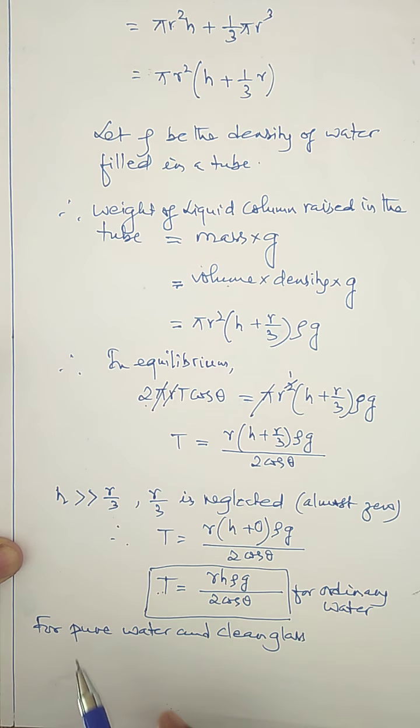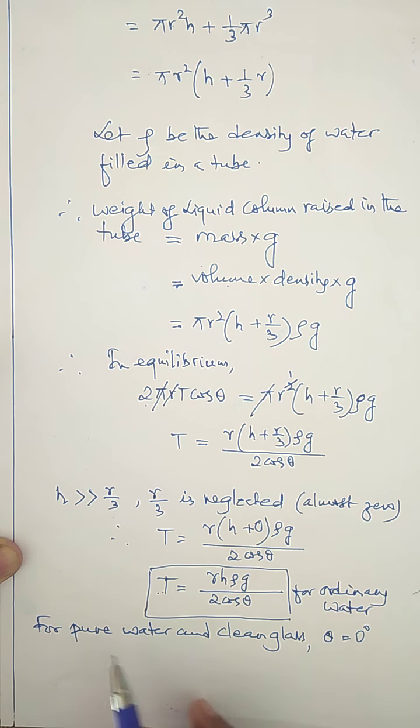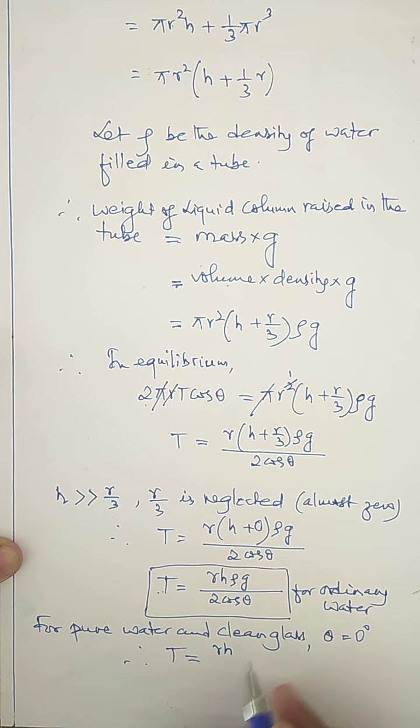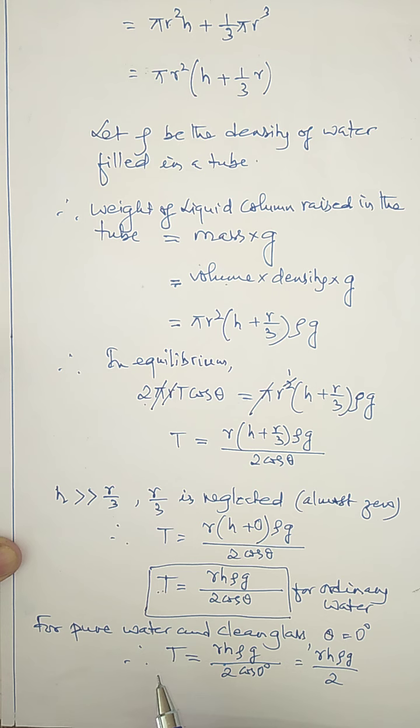But if I consider pure water and a clean glass tube, in that case θ is considered to be how much? 0 degree. Yes, the angle of contact for pure water and clean glass is 0 degree. So if this is 0 degree, then what is the surface tension? T is given by r h ρ g by 2 cos 0 degree. And you know cos 0 degree value is 1. So it will be r h ρ g by what? 2. So children, you can see that the surface tension of pure water and clean glass can be calculated as r h ρ g by 2. So by determining the height at which the water level rests in the tube and knowing the radius of the tube and the density of water, we can easily calculate the surface tension of which water?